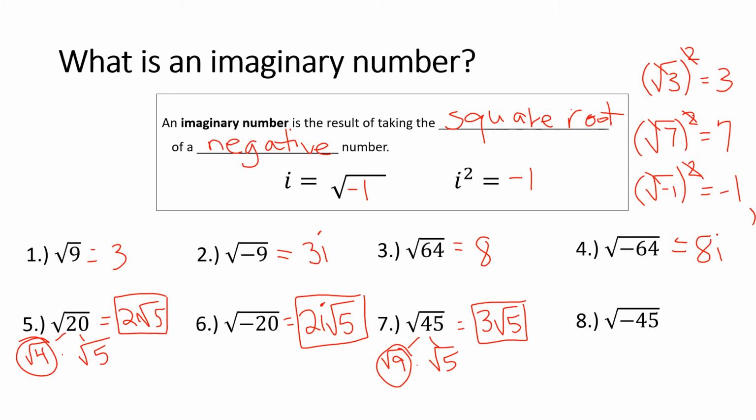Likewise, if you have the square root of negative 45, you could think of that as the square root of negative 9 times the square root of 5. And even though I don't know the square root of negative 45, I do know the square root of negative 9 is 3i, and that leaves the 5 inside. So that's what an imaginary number is. An imaginary number is just what you get whenever you try to take the square root of a negative number.